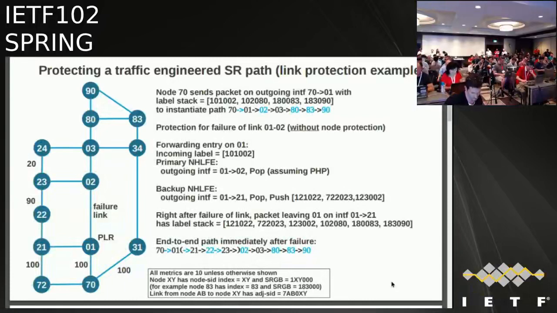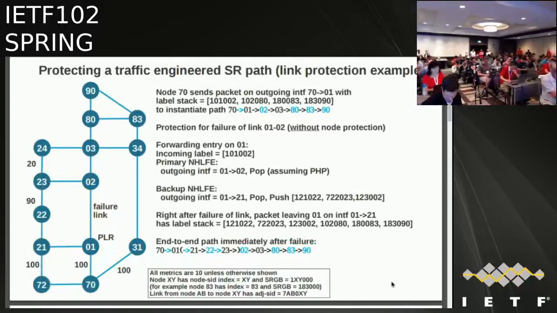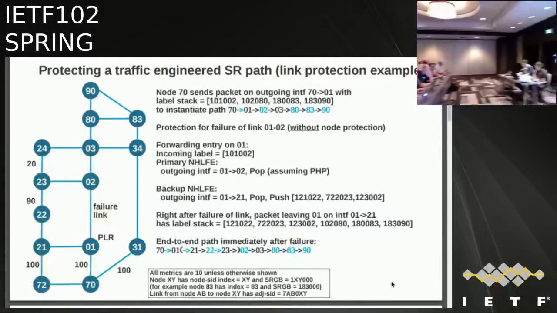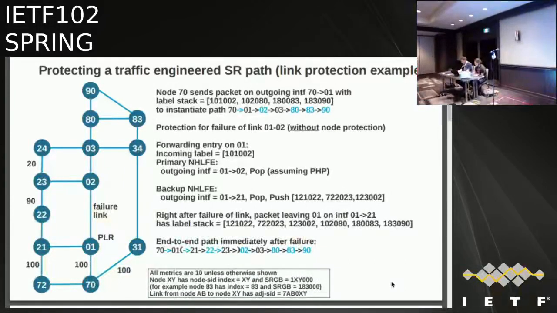Now this is okay when you just have link protection, when you don't want to apply the condition that you can't go through a potentially failed node. But in the next example, we'll show, so go to the next slide.